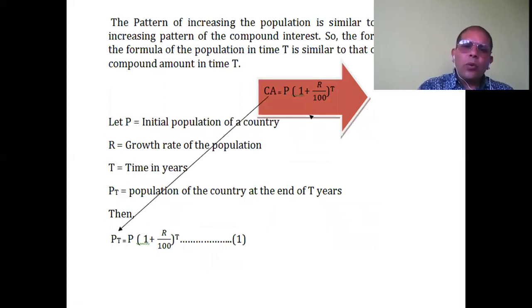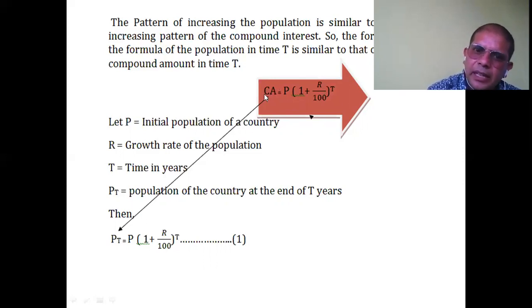Now, how can we write down the formula of population growth? First, remember the formula of compound amount. It is CA is equal to P times (1 plus R divided by 100) power T. The pattern of increasing population is similar to the increasing pattern of compound interest. So the formula of population in time t is similar to that of compound amount in time t.